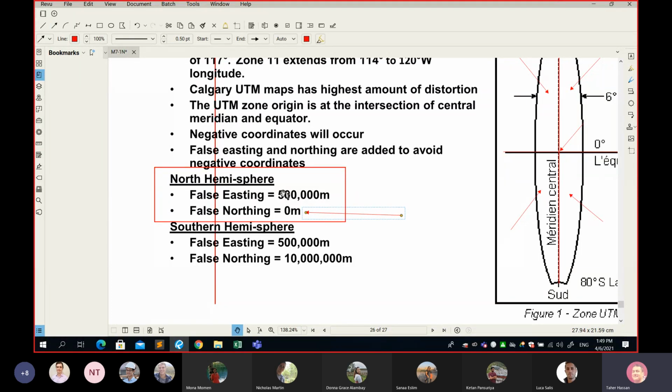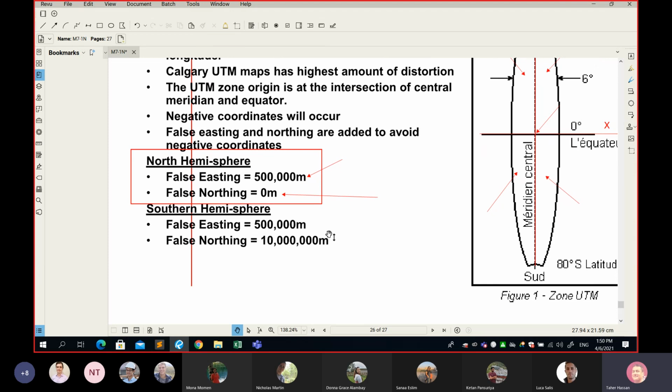All you have to do is add this number here, 500,000 meters. If you add 500,000 meters to all the coordinates in UTM in the north hemisphere, you will never see any negative value of the easting in the north hemisphere. For the southern hemisphere, we have a problem with both. We can see negative coordinates in X and Y, and that's why in the southern hemisphere we have to add a false easting and a false northing, but the values are different. For the X, we add 500,000 meters, and for the northing, we add 10 million meters.